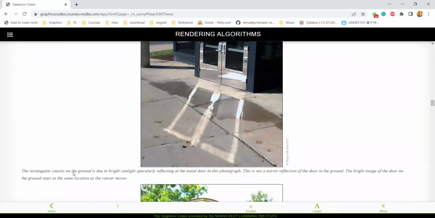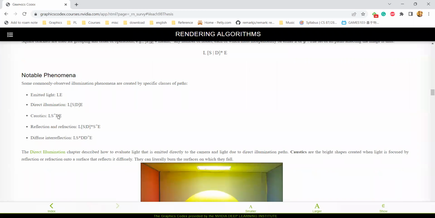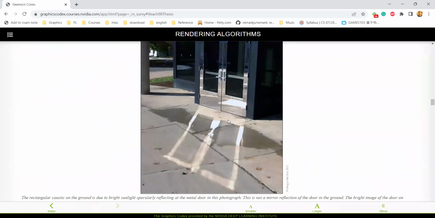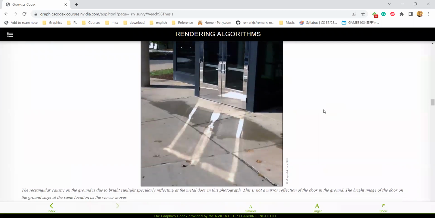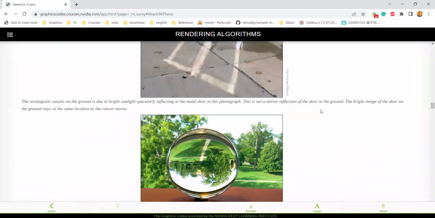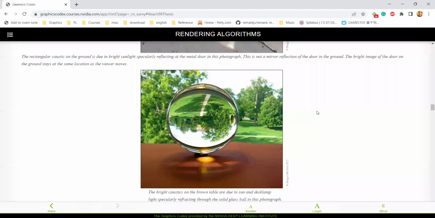The rectangular caustic on the ground is due to bright sunlight specularly reflecting on the metal door in this photograph. So caustic is when diffuse. The final way is a diffuse, but then before it's specular. And so it has to hit a diffuse surface, and so then it's the caustic on that diffuse surface.